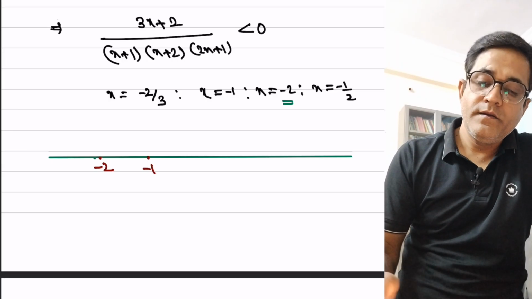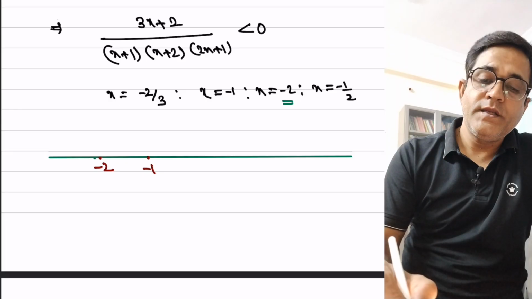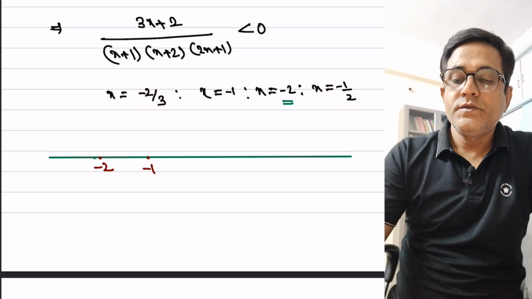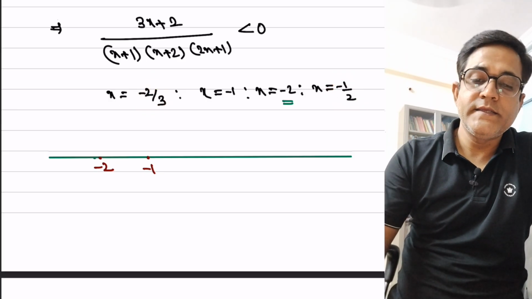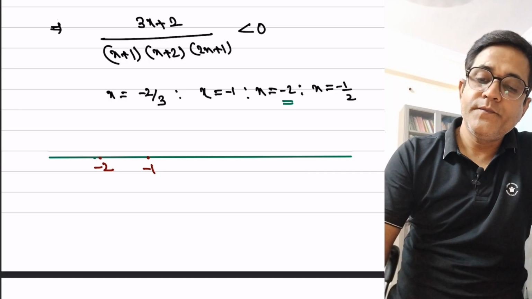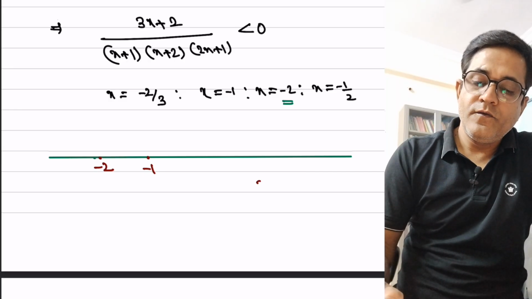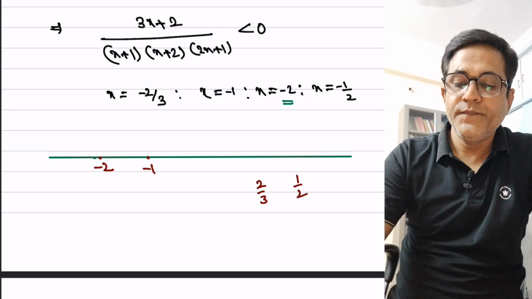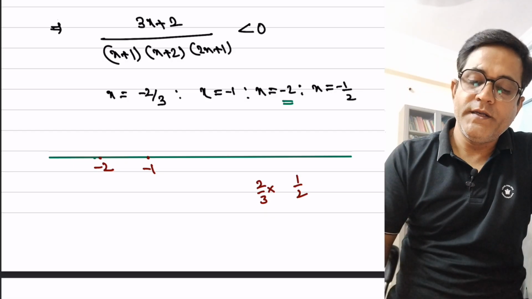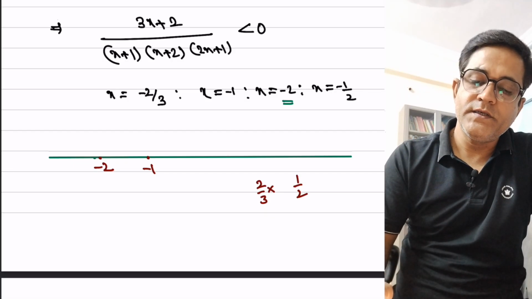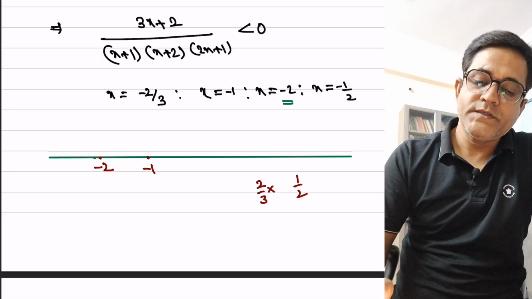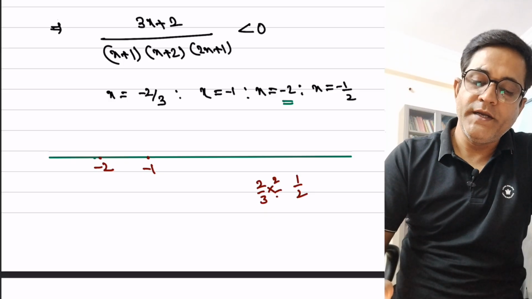Now, you compare minus 2 by 3 and minus 1 by 2. Which one is lesser? For that, what we do is, you take 2 by 3 and 1 by 2 first. So, first we compare these two numbers. For that, you make the denominator the same. You multiply and divide the first number by 2, and the second number by 3. Then it becomes 4 by 6 and 3 by 6.